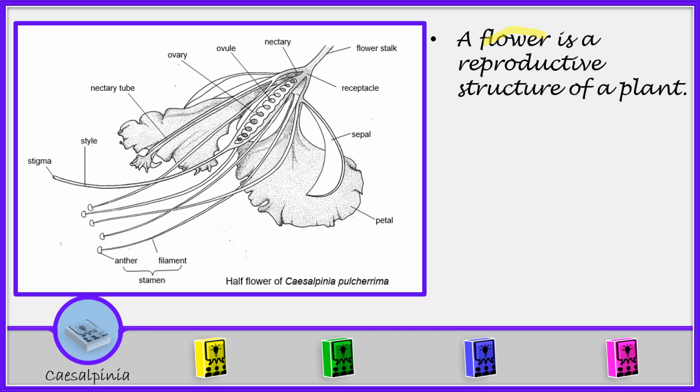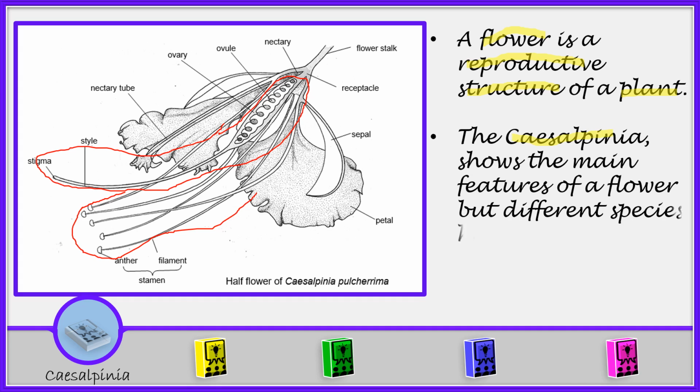A flower is a reproductive structure of a plant, meaning that it has the male reproductive part and it also has the female reproductive part. That's why it is called the reproductive structure of the plant.